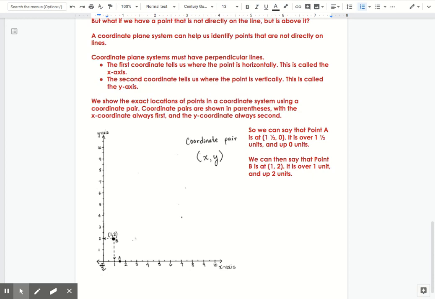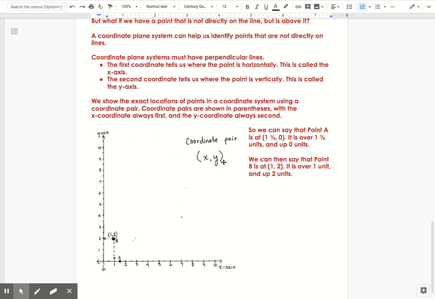So we call these coordinates, locations, right? The first coordinate is always the number that goes along this horizontal x-axis. The second coordinate is always going to tell us where the point is vertically on the y-axis. So again, there are two perpendicular lines in a coordinate plane system. The first coordinate is always what's on this horizontal line. The y-coordinate is always what's on the vertical line. So we call it a coordinate pair. We can show the exact location of points in a coordinate system using a coordinate pair.